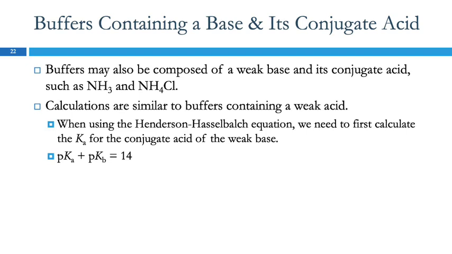So there we were looking at a buffer that was a weak acid and its conjugate base. We could also have a weak base and its conjugate acid. An example of that would be ammonia and ammonium chloride. The calculations here are similar, but the thing we have to watch out for is the Henderson-Hasselbalch equation uses Ka, and they're going to give you Kb because it's a base. So you have to calculate the pKa to use it in the equation. pKa plus pKb is equal to 14, just like pOH plus pH is equal to 14. And there will be a question trying to trick you about that on an exam.